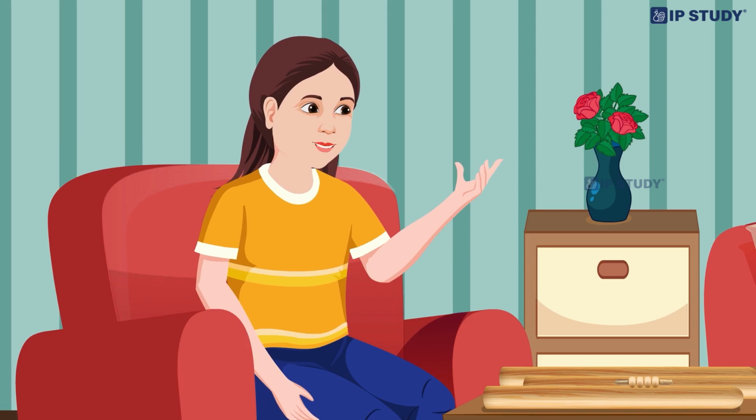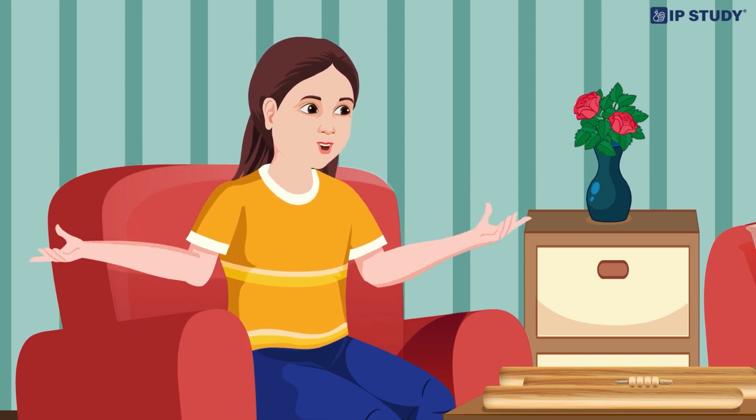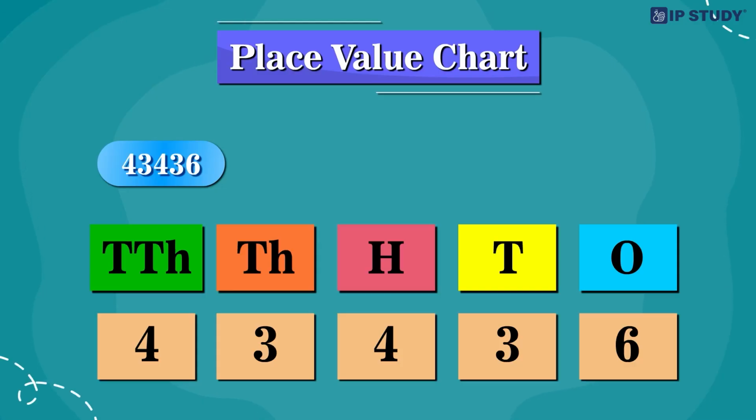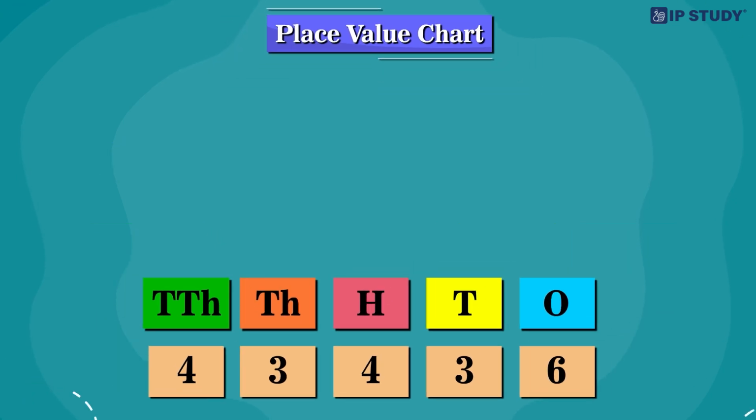The Indian place value chart is divided into periods like ones and thousands. The number 43,436 can be written as per the Indian place value chart as shown below. Now remember, start from the rightmost place. O is called ones, T is called tens, H is called hundreds, TH is called thousands, and TTH is called 10,000s.